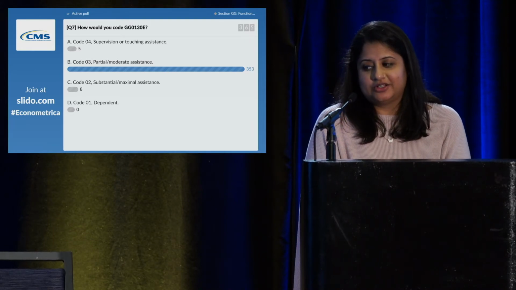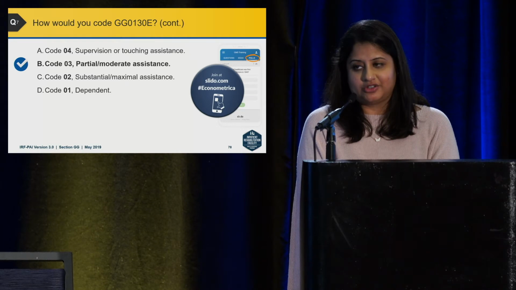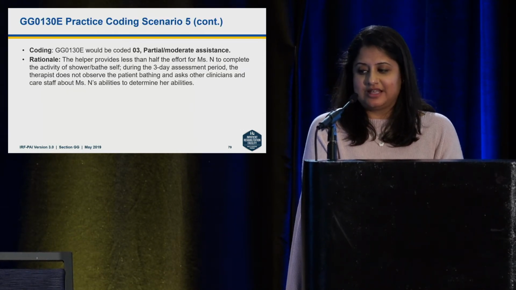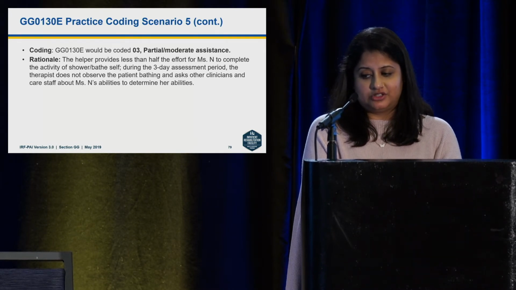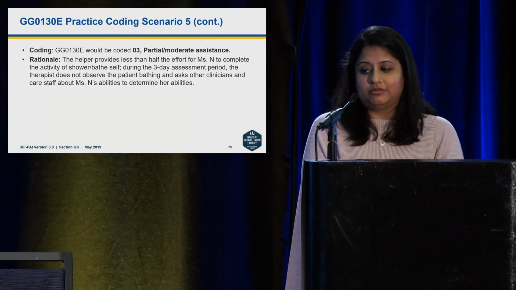Okay, we'll go ahead and take a look at the correct answer now. And it is B, O3, partial or moderate assistance. The rationale being, of course, the helper provides less than half the effort for Miss N to complete the activity of shower or bathe herself. During the 3-day assessment period, the therapist does not observe the patient bathing and asks other clinicians and care staff about Miss N's abilities to determine her abilities.